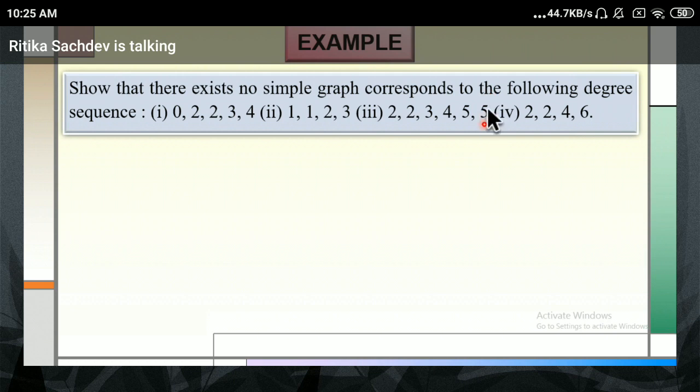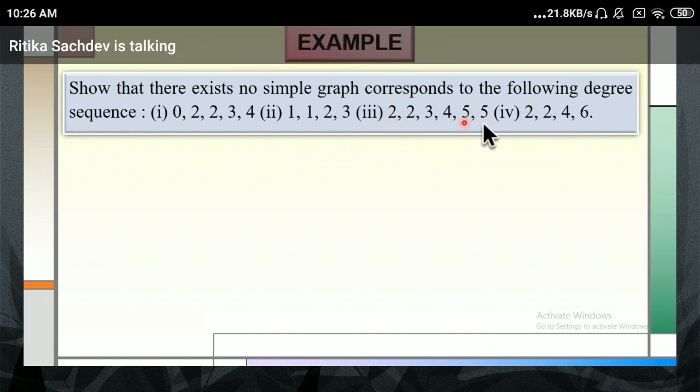For the third one also, if you take up the addition of all these numbers, and in the fourth, if you take up the addition of all these numbers, then you can simply say whether the graph exists or does not exist. Please note, if the sum is odd, I can directly say that the graph does not exist. But if the sum is even, I will have to wait and think whether the graph exists. I cannot come to a conclusion directly.